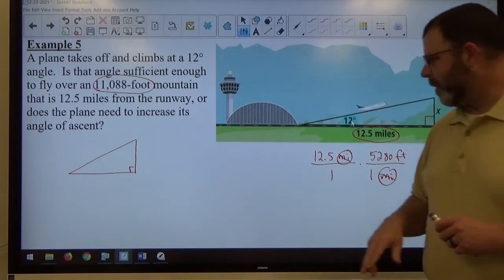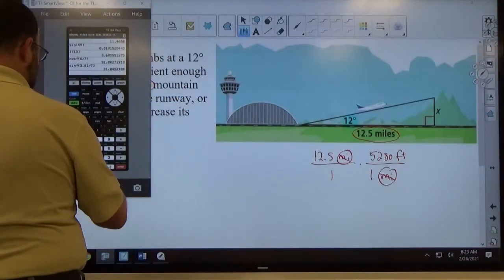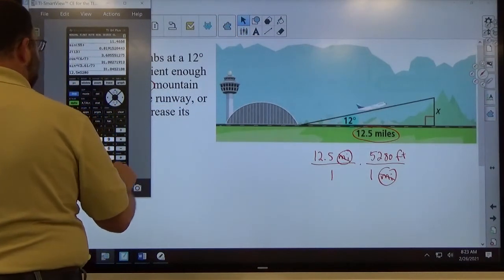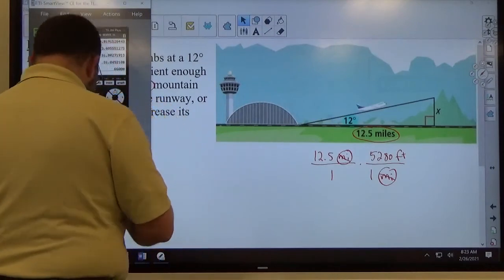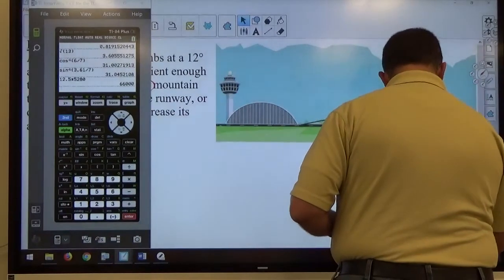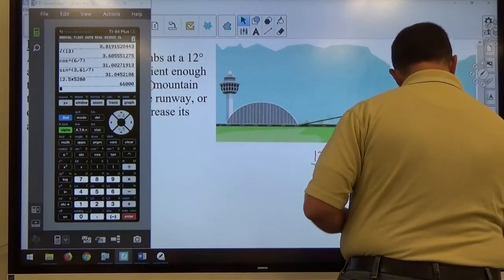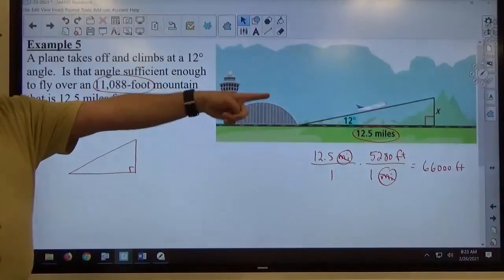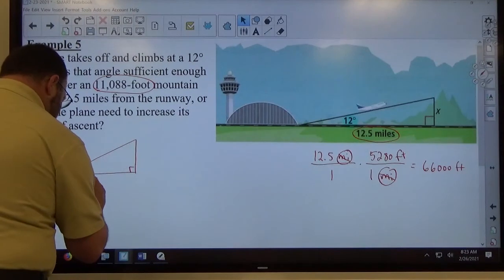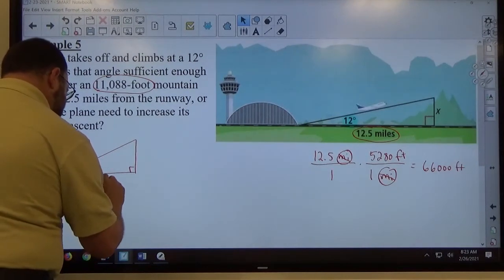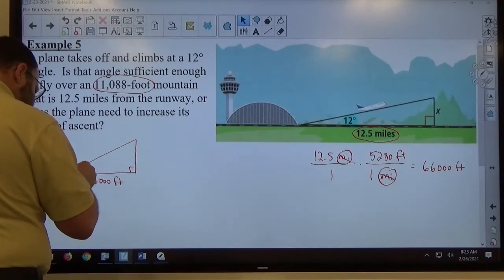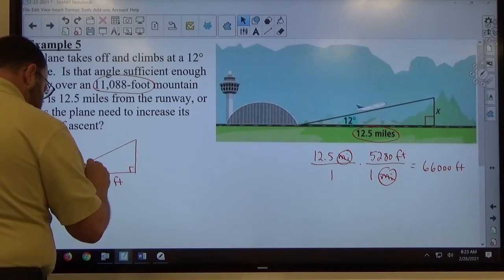So if I take 12.5 times 5280, that tells us 66,000, that looks like. Yeah, 66,000. So the plane's going to fly 66,000 feet that way. Is it going to get high enough to get over this mountain? So that's what I'm going to put in my picture here. So 66,000 feet and 12-degree angle. And then X.